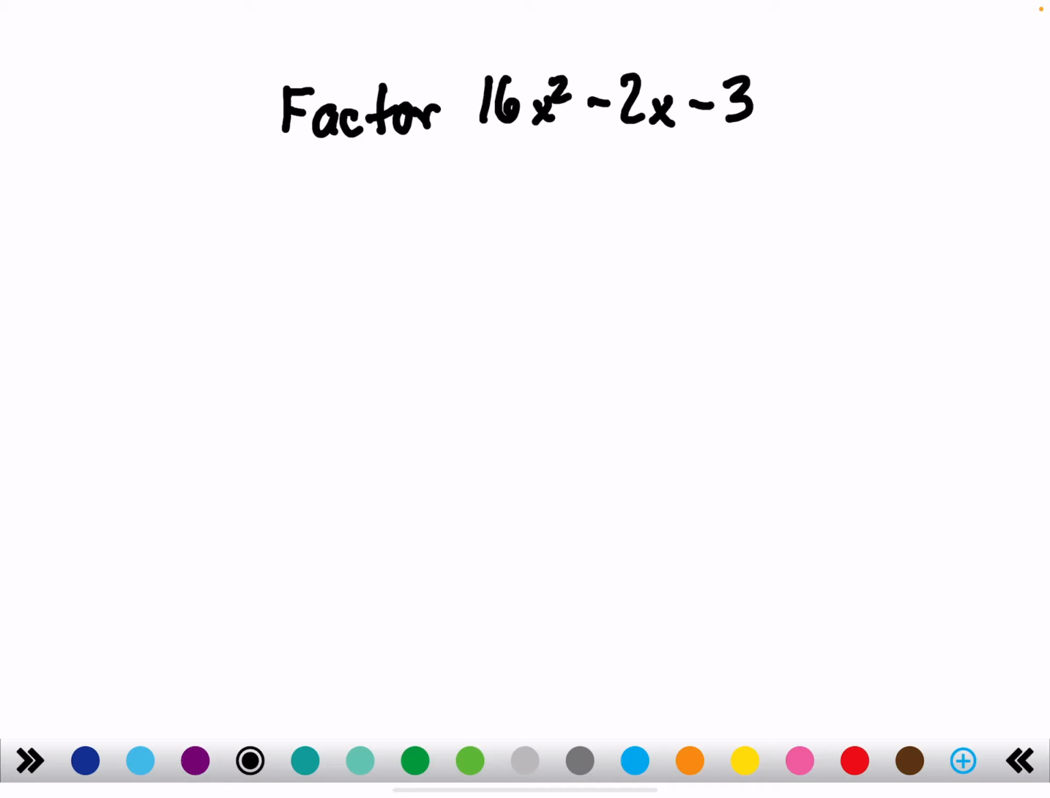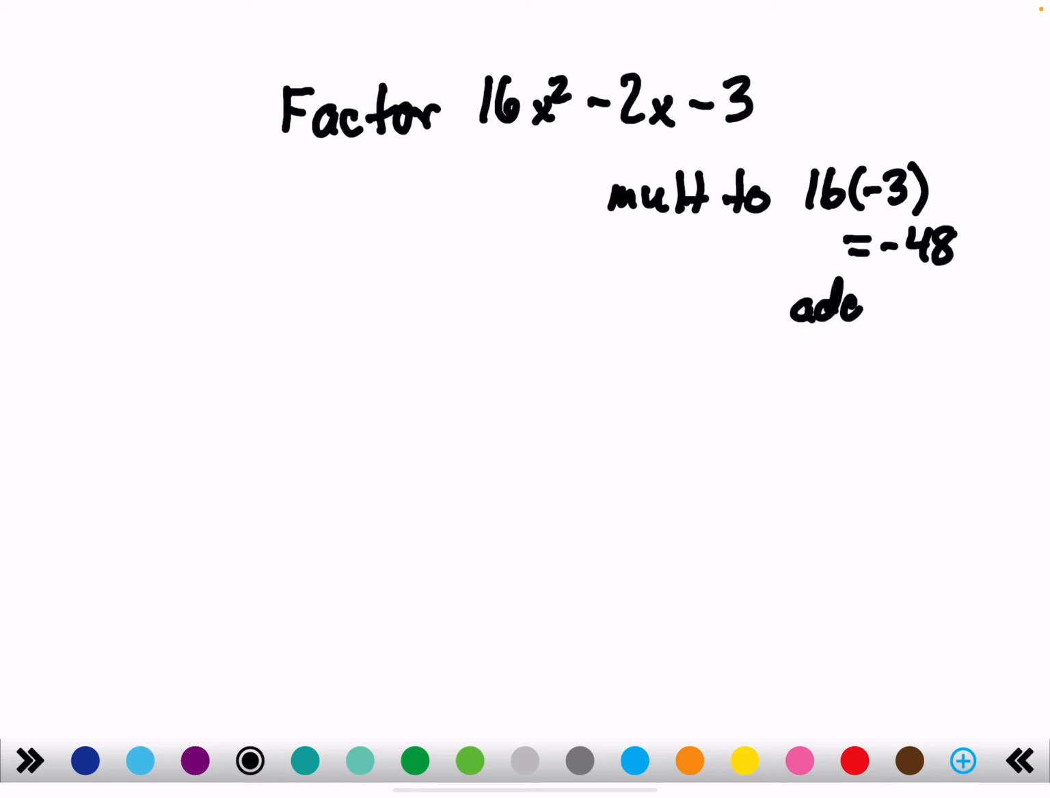Now let's factor 16x squared minus 2x minus 3. So we need to ask ourselves the factoring question. What are two numbers that multiply to 16 times negative 3? Well, that's negative 48. And they add to negative 2. So think about factors of 48 that are 2 apart. 48 and 1, no.